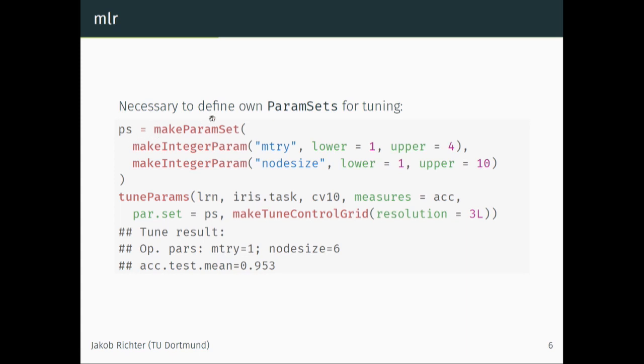But here, you can just define a parameter set, and I think it's quite understandable what these lines will do. We have an integer parameter, mtry, which I want to try values between 1 and 4, and the same for the node size between 1 and 10. And then I can just call tune params, which will do exactly the tuning. So I know what will be going on there.